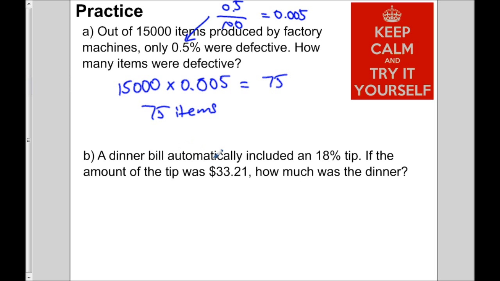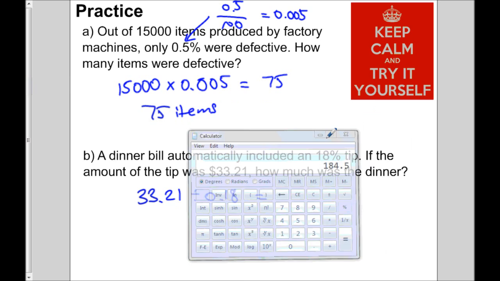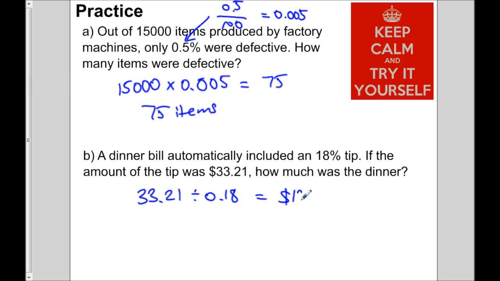A dinner bill automatically included an 18% tip, which was $33.21. We want to know how much the dinner, or the whole price, was. Because this is asking about the grand total, and you're given a small percentage of it, we need to divide by the percentage, 0.18. So 33.21 divided by 0.18 gives you $184.50.